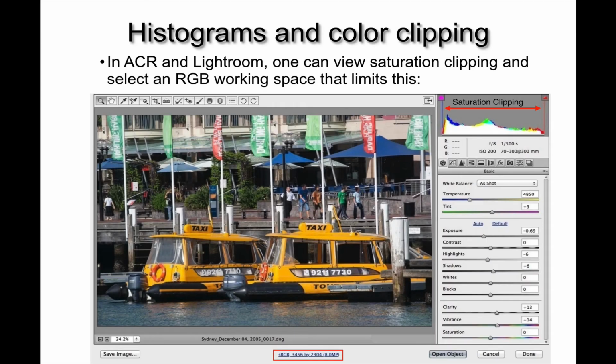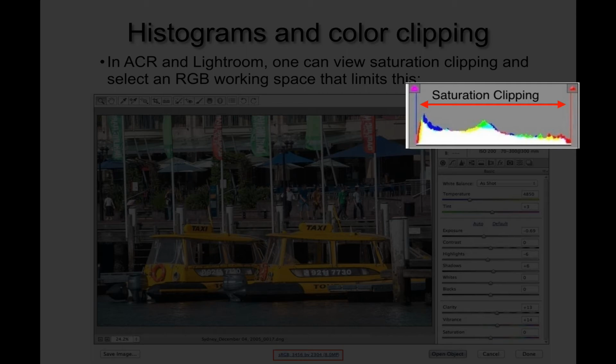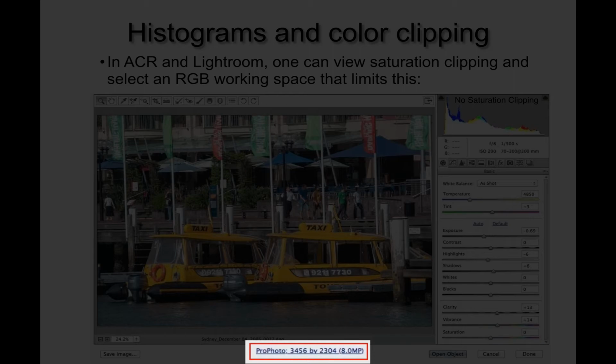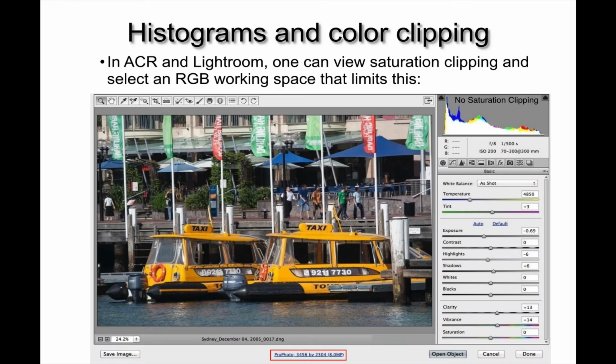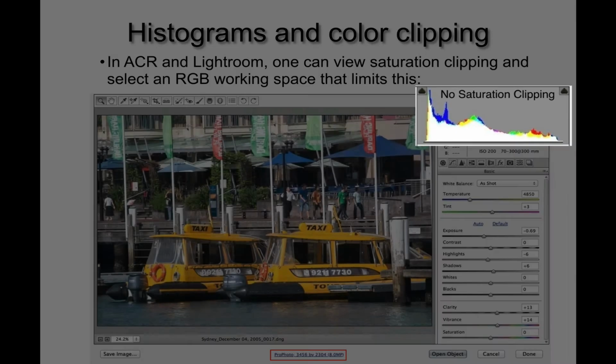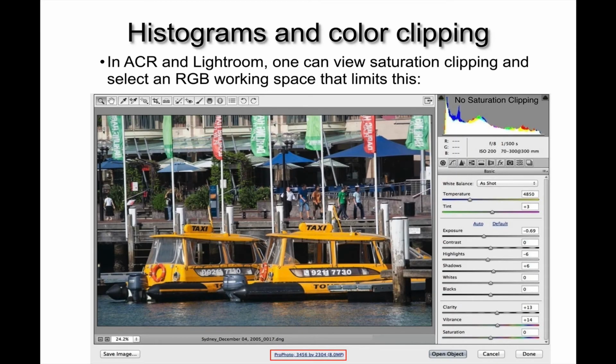And you can see in the upper right histogram, at the far right, there is a very large red spike. And on the left, there is a very large blue spike, which means those two channels are clipping. And yet, if I change that to Pro Photo RGB down below, you see that the saturation clipping is completely removed. What this tells us is that we can use a histogram within a raw converter to give us some idea whether or not that particular image will clip in one color space or the other.